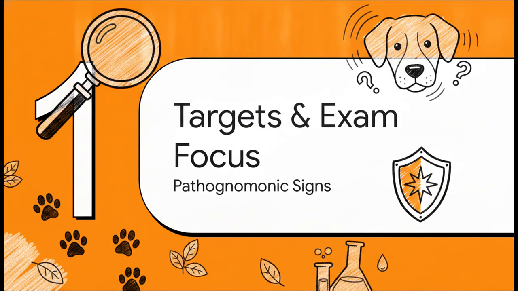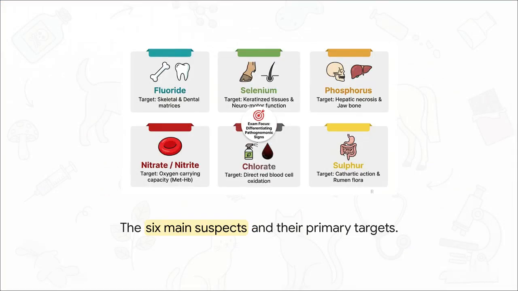Section 1. Targets and exam focus. Differentiating pathognomonic signs. Okay, so to play clinical detective, you really need to know your lineup of suspects and exactly what their primary targets are. We've got fluoride, which targets skeletal and dental matrices. Selenium hits keratinized tissues and neuromotor function.